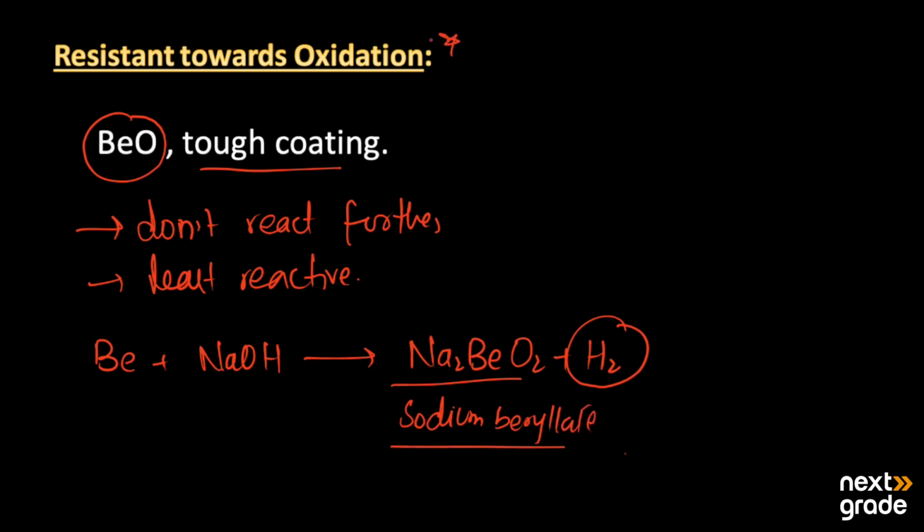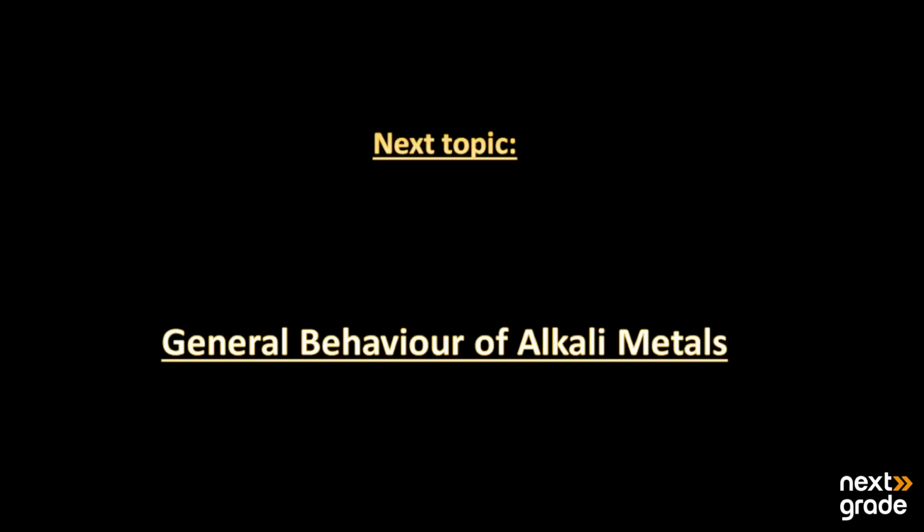So we have already learned the resistance towards oxidation, while other members are not resistant. We have learned its reducing power, its melting and boiling points, its solubility. All these are the peculiar behavior of beryllium. So this was a simple overview of the peculiar behavior of beryllium. I hope you understand, and if you have any queries you may ask me.